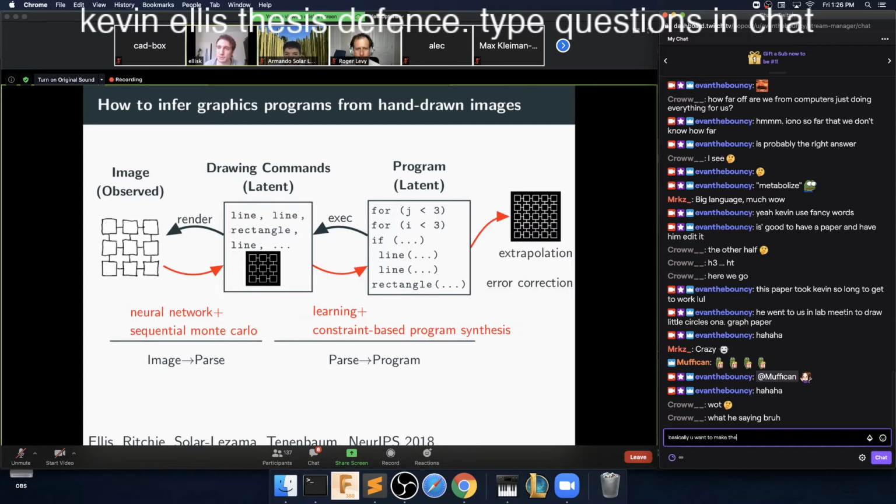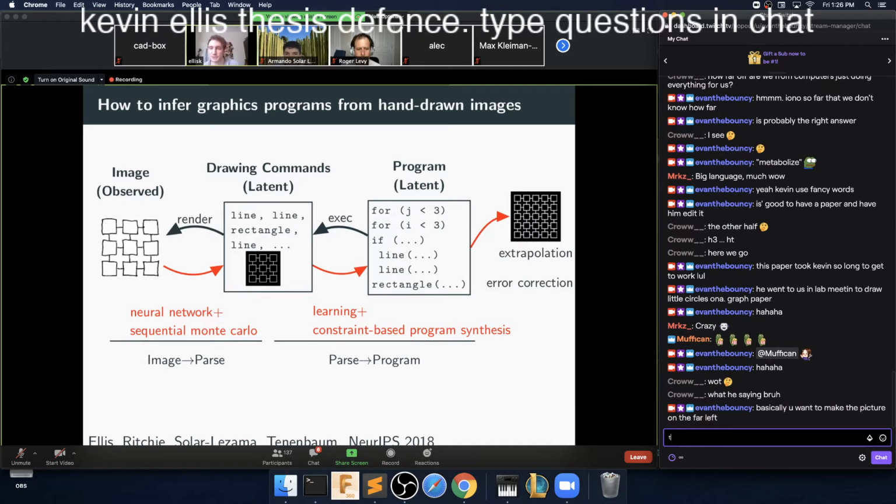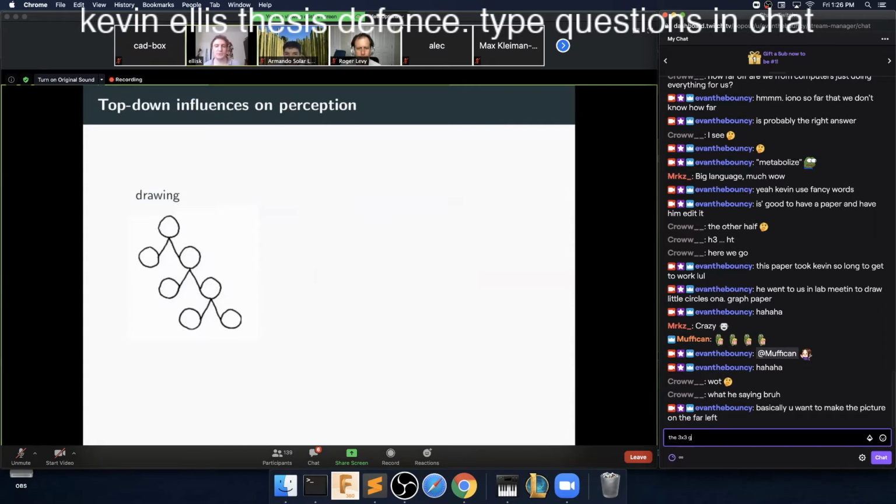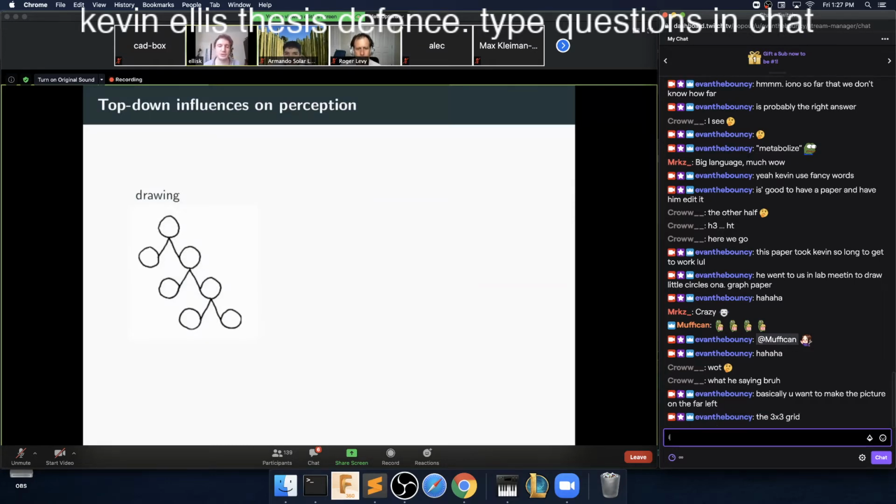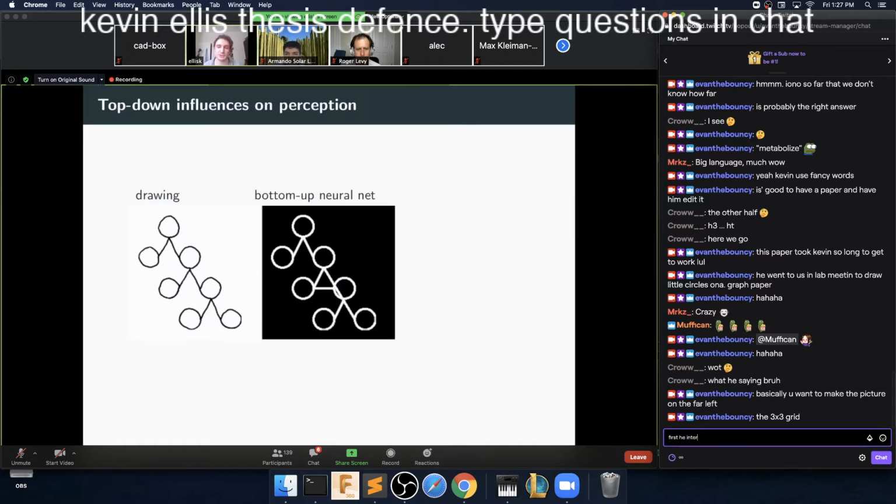Once we have this high-level program, we can extrapolate it, as I showed you earlier, but we can also correct errors, as I'll explain now. So here's an example input drawing, and if you just give it to the neural network and ask it to interpret this image, it actually produces this thing here, which, as you can see, made a mistake, kind of hallucinated a triangle.